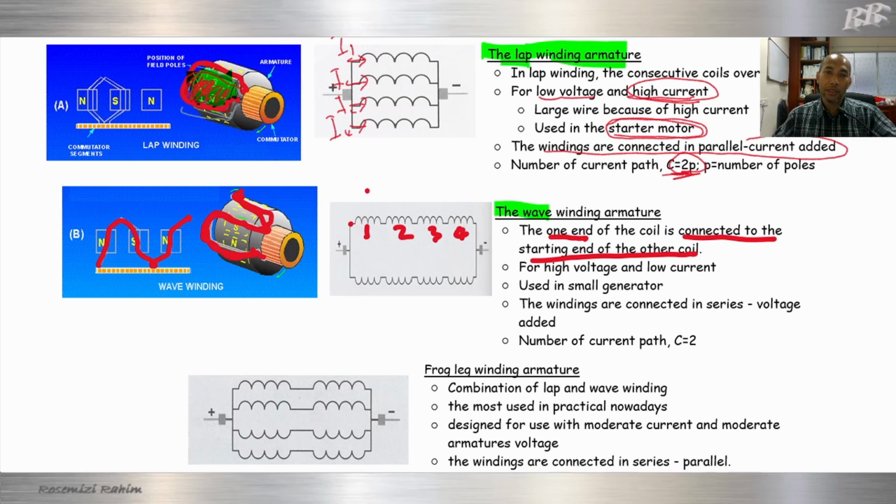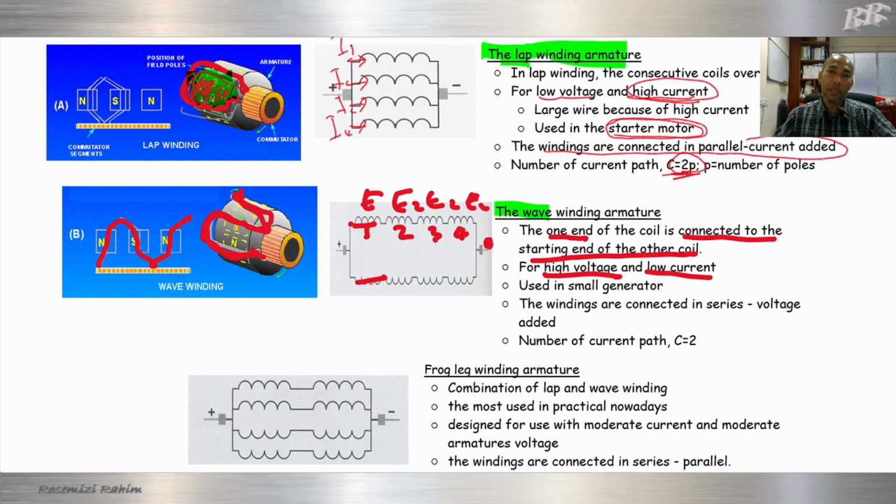Let's say this one is E1, E2, E3, E4. In series, they will produce high voltage. So the total voltage at the end of the connection is the sum. So high voltage and low current, just 1-2 wires only. Because in series, it means the same current, so low current.